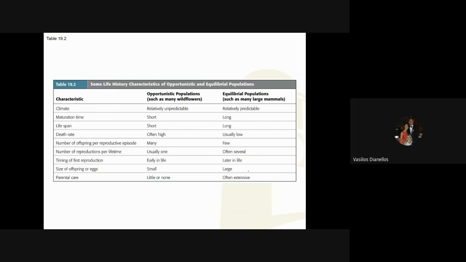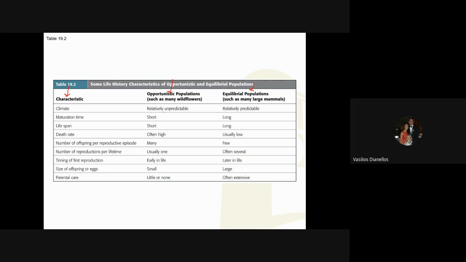Okay. This is a good little slide to study for the exam where you can compare and contrast the different characteristics on the left-hand side with the opportunistic population example, and then the equilibrial populations example. So again, I'll just give this one example before we move forward. If we're looking at the characteristic of climate, and we're comparing and contrasting opportunistic versus equilibrial.